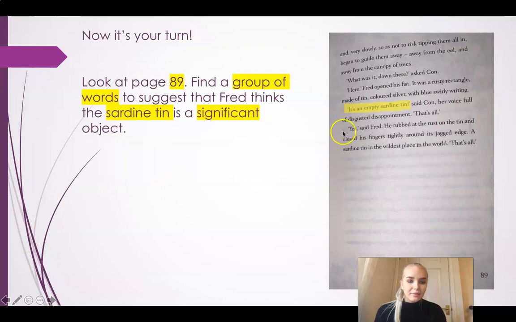We can start to read down here where Fred says yes, and he rubbed at the rust on the tin and closed his fingers tightly around its jagged edge. A sardine tin in the wildest place in the world, that's all.